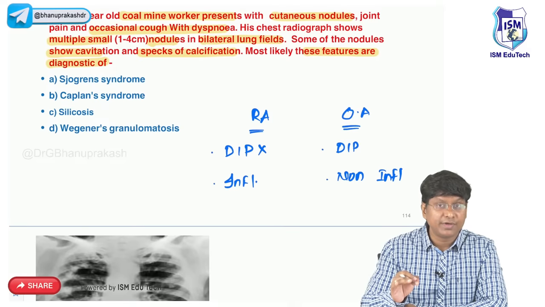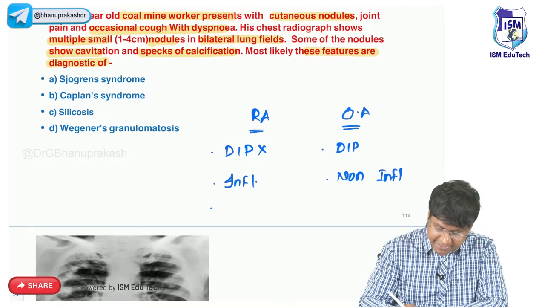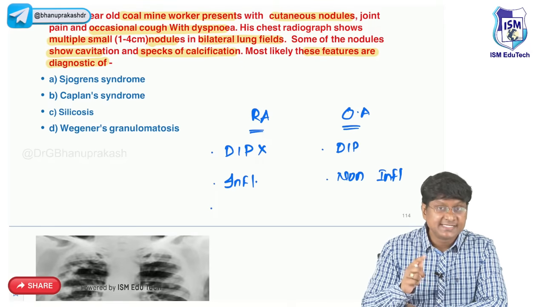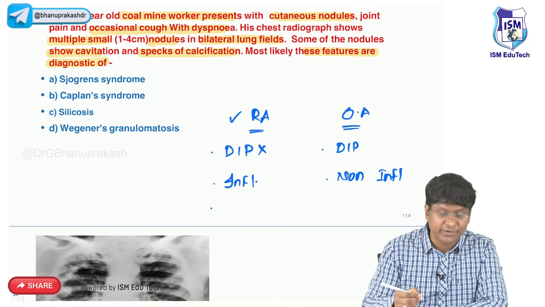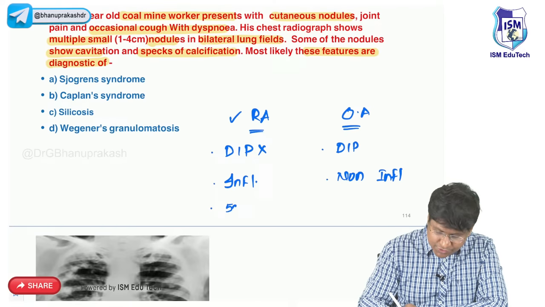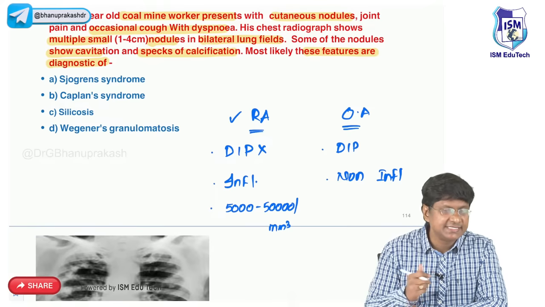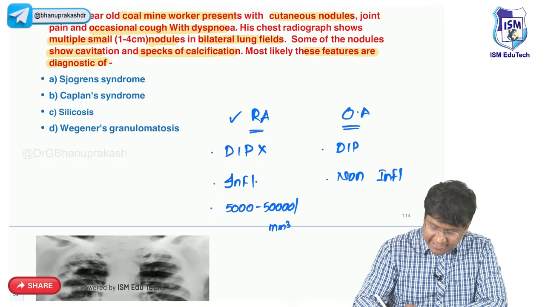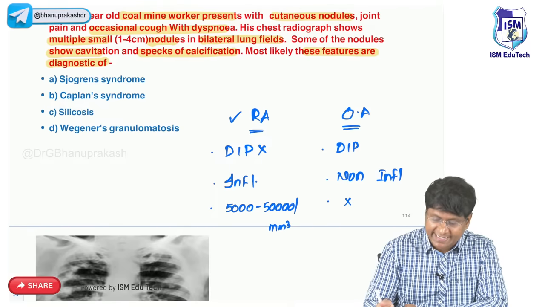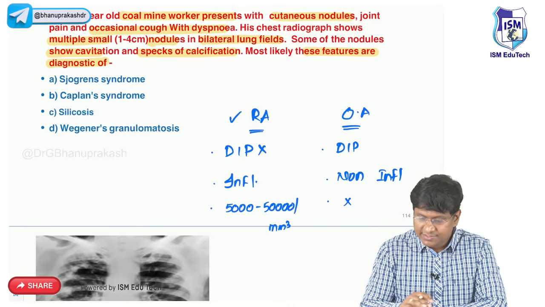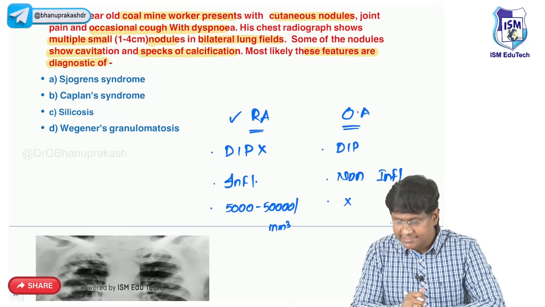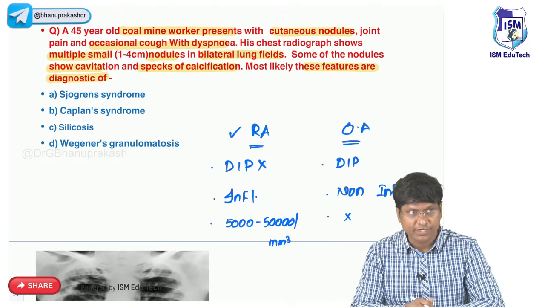So how can you definitely diagnose is by synovial fluid examination. In rheumatoid arthritis, you can have almost 5000 to 50,000 cells per cubic millimeter in the synovial fluid analysis. What are those cells? That is the WBCs, inflammatory cells. But whereas in osteoarthritis, your WBCs are not elevated in the synovial fluid. So this is how you can differentiate rheumatoid arthritis and osteoarthritis. Okay. Yes, Varun, is that clear for you?